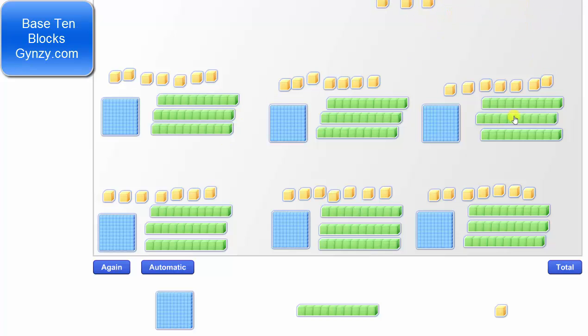Notice how now we have 6 groups. Each group contains 1 flat, 3 rods, and 7 units, which is equal to 137. Also notice how we have these 3 units left over, which is the remainder of the quotient. The quotient is 137 with a remainder of 3.